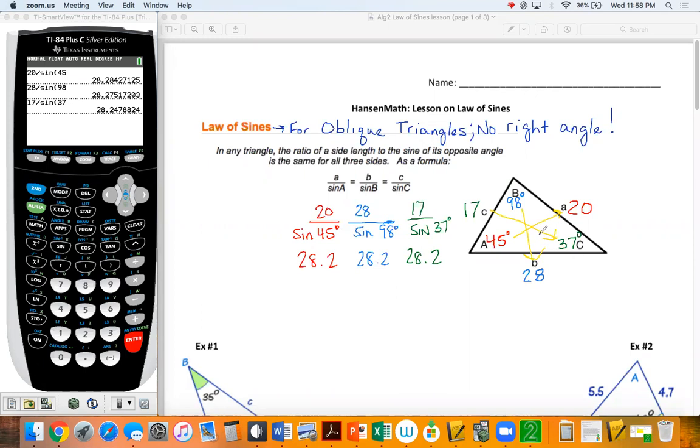All right, so there is a little background. Now let's get into a couple of working examples. So let me move my paper and we'll get right to it.